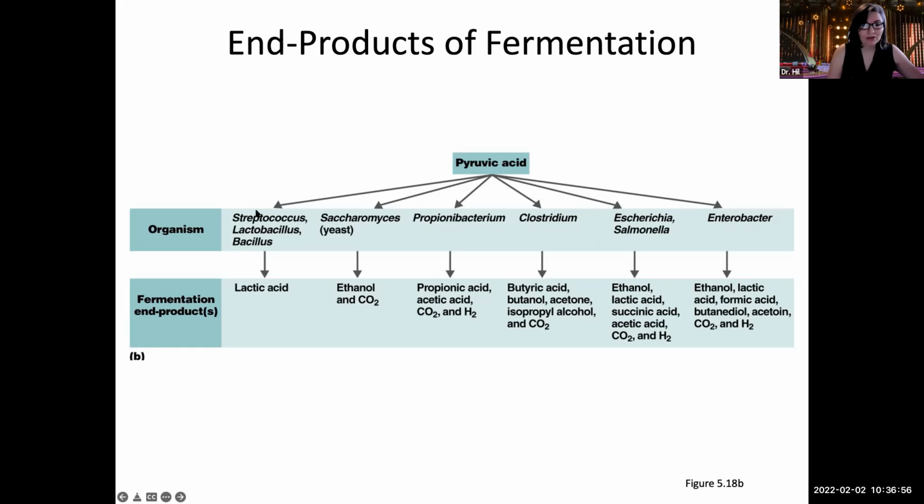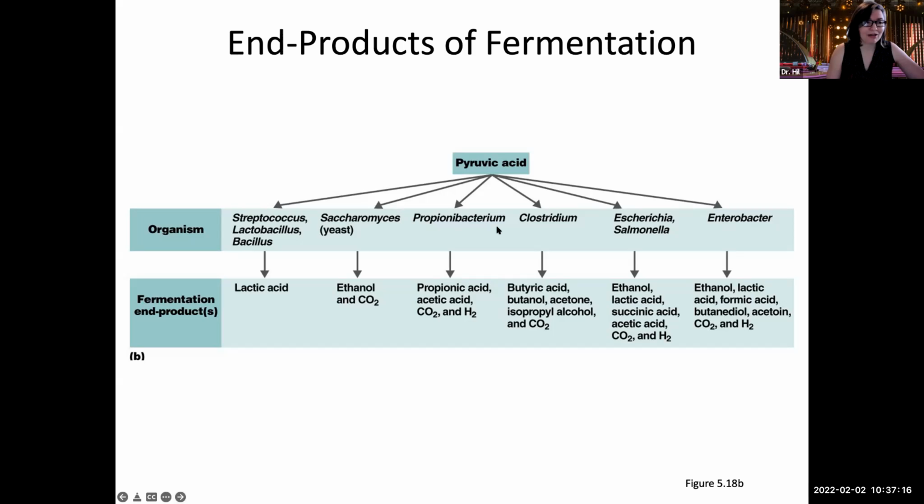But look, they can all do forms of fermentation and they don't all produce the same end product, right? So these genera do lactic acid fermentation, just like us. But yeast does ethanol fermentation. And notice that it produces CO2, which is a gas, and that's why beer and wine initially is fizzy.